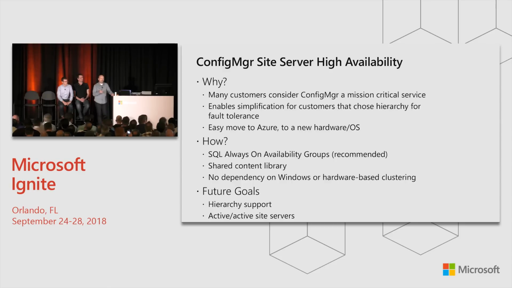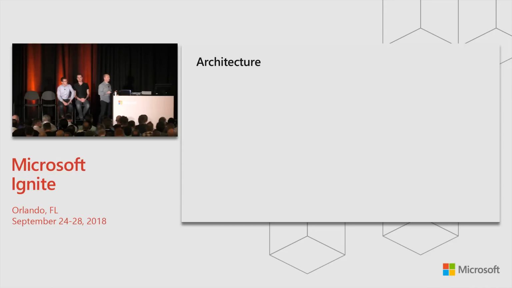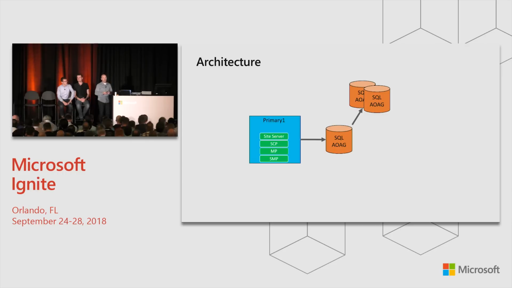Other than that, we have no dependency on any hardware or clustering or any Windows feature. You don't have to have failover clustering. You don't have to have anything else. And we have some ambitious goals for the future. We want to add hierarchy support, for example. We want to maybe get to an active model, so you can increase your scale while staying standalone, with multiple servers. You can only have one passive right now. So we have some ambitious goals too.